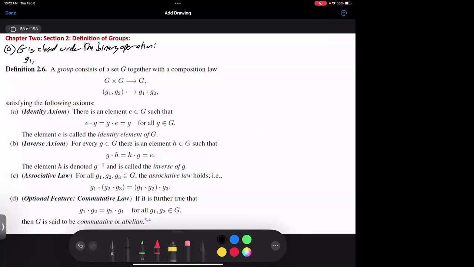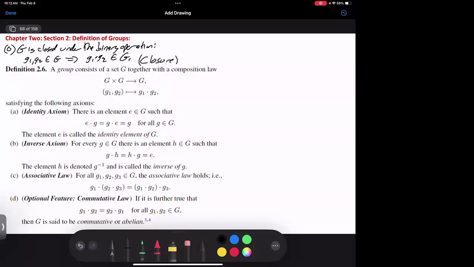So that means G1, G2 in G implies G1 dot G2 is in G. So this property is called closure. And when you look at this, that's implicit in the definition. It says a group consists of a set G and a composition law that takes G cross G to G. Well, as soon as you say it takes G cross G to G, you're forcing it to be closed.